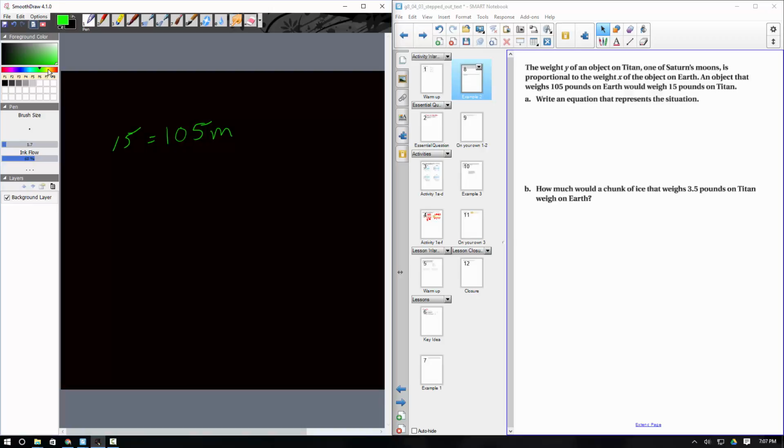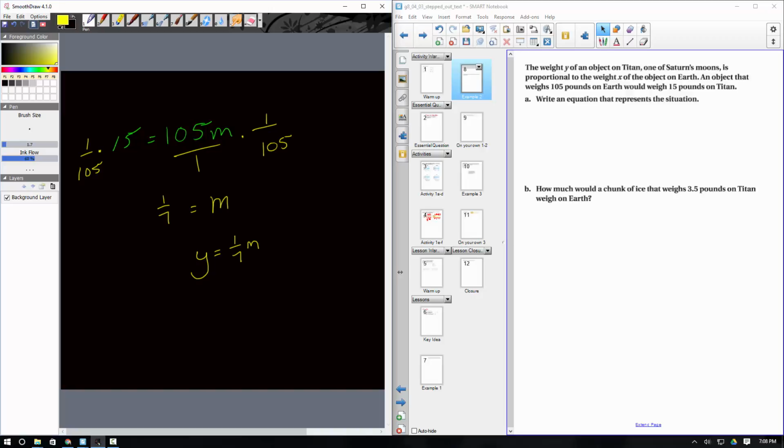So I'm going to multiply by 1 over 105 on both sides. If I cross cancel here, I can figure out how many 15s go into 105. And what I'll get is m equals 1 over 7. And that's the actual answer here. So y equals 1/7 m. So whatever weight I put in for Earth, I'll figure out the weight on Titan.